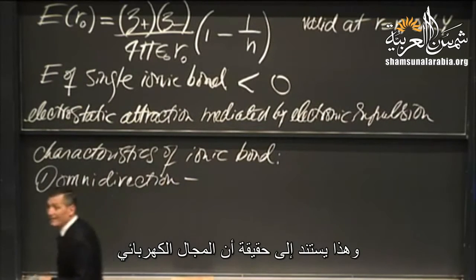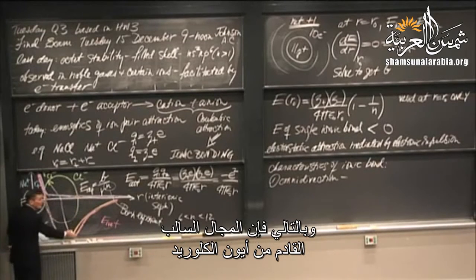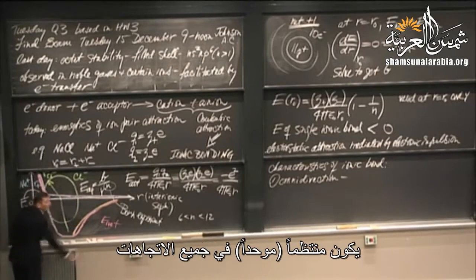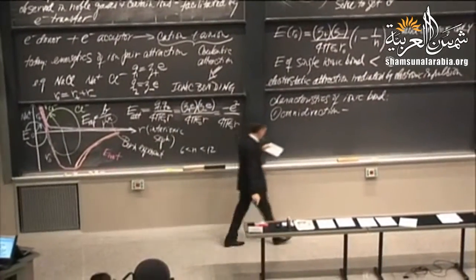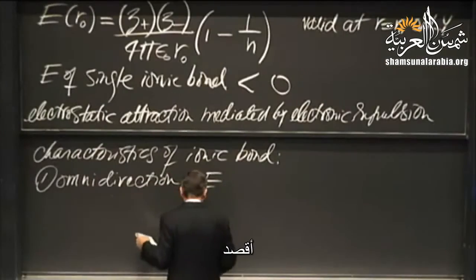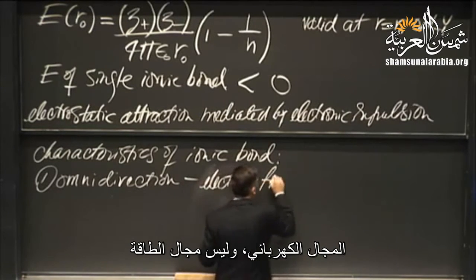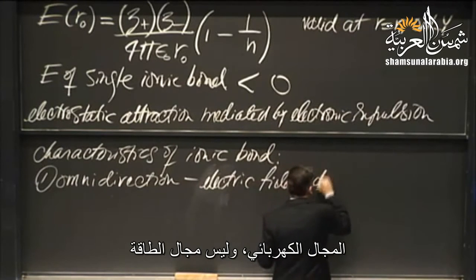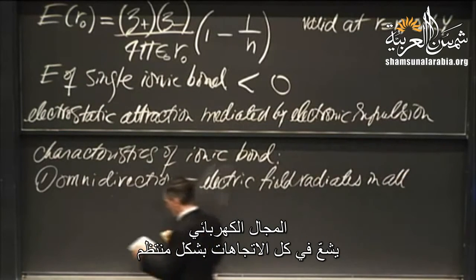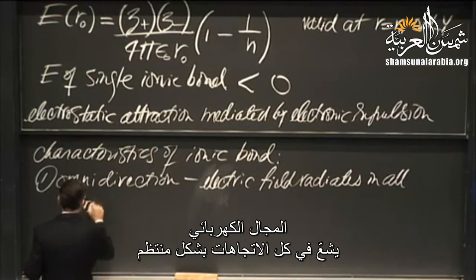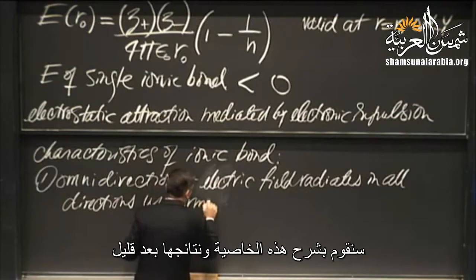This is a consequence of the fact that the electric field radiates in all directions uniformly. So the negative field coming from the chloride ion is uniform in all directions. There's no preferred direction. Omnidirectional. An electric field, not the energy field. Electric field radiates in all directions, uniformly. And that's going to have consequences.